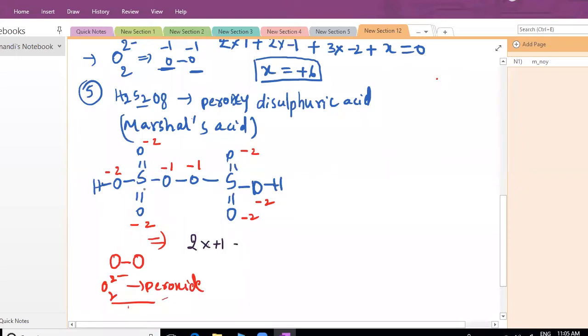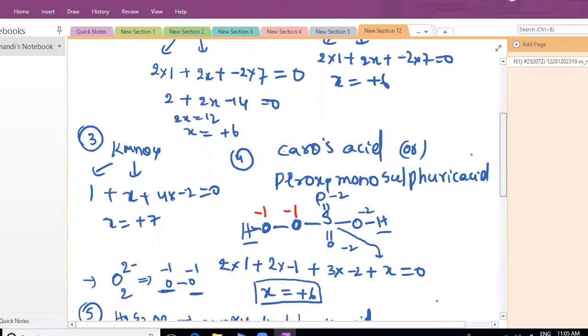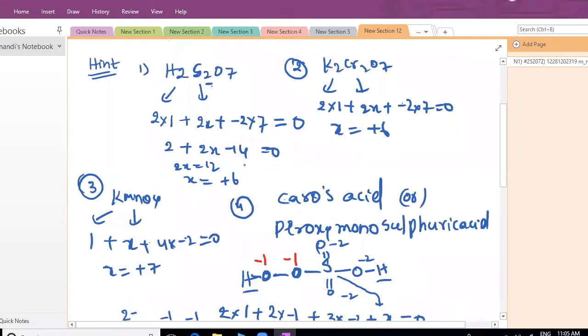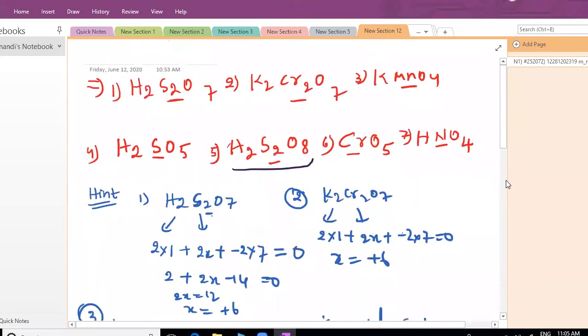plus sulfur. I don't know how many sulfurs are here. 2 sulfur. Our target is to calculate sulfur oxidation number only, 2x plus. How many oxygens are -2 here? 6 oxygens are -2, plus how many oxygens are -1? 2 oxygens. 2 into 1 equal to 0, because H2S2O8 doesn't have any charge. Is it correct? Is there any charge on this molecule? No. If there is no charge, you have to write 0.